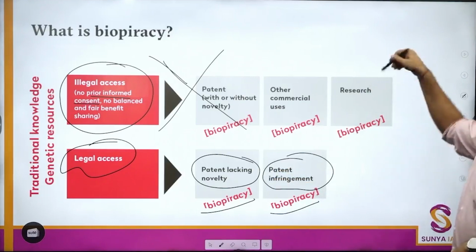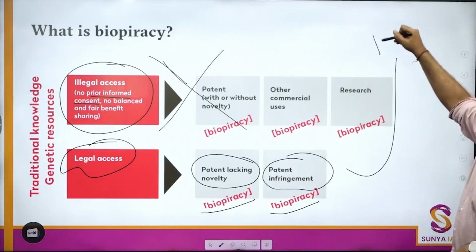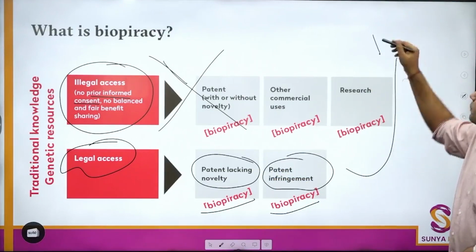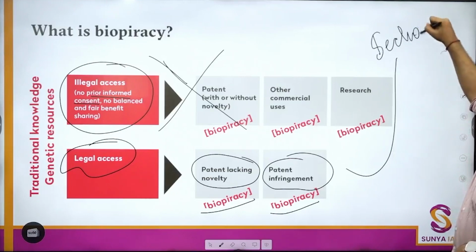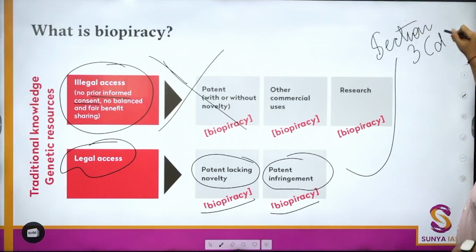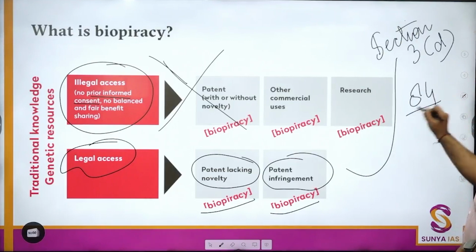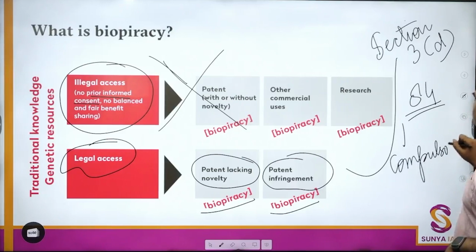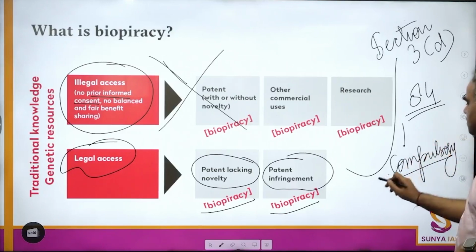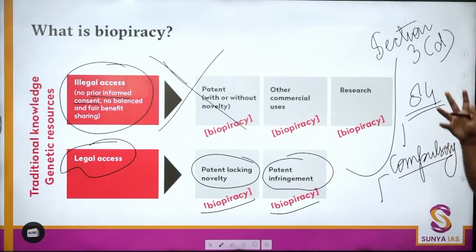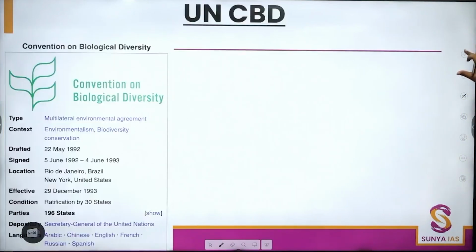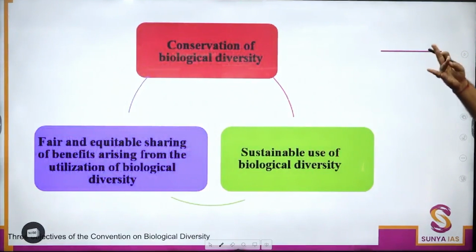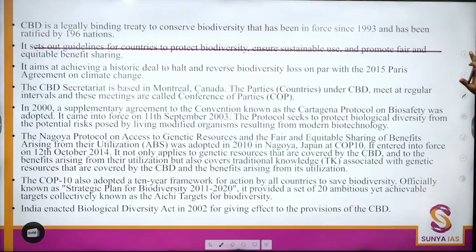So for this you should also read about the Indian Patents Act, and specifically Section 3D, Section 84, compulsory licensing, etc. In economy, you will read about this in more detail in parts of science and tech or economy, IPR. So this is the biopiracy part. These are the things: conservation, sustainable use, fair and equitable access and benefit sharing.